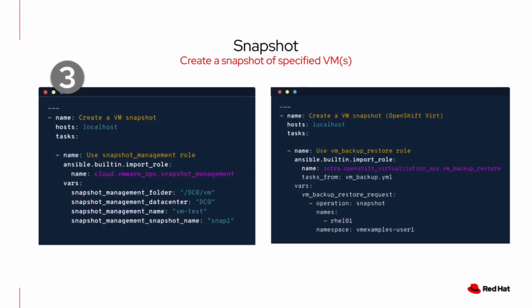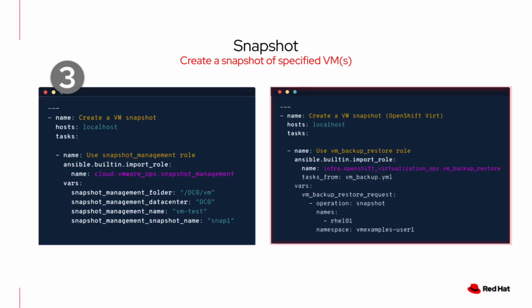Which brings us to our third use case. Snapshots. Taking a snapshot is a critical day 2 operation serving as a safety net before you make changes. And this example shows the real power of Ansible, a consistent automation experience across platforms. On the left, we're using a playbook for VMware, calling the VMware Snapshot Management role to create a virtual machine snapshot. You simply define a few variables like folder, data center, and snapshot name. Then this can be used before applying a major operating system update or testing a new configuration.